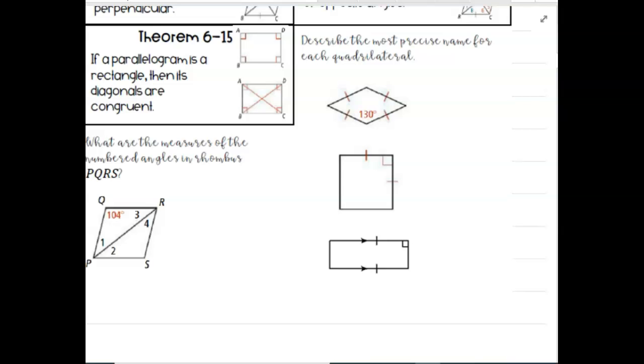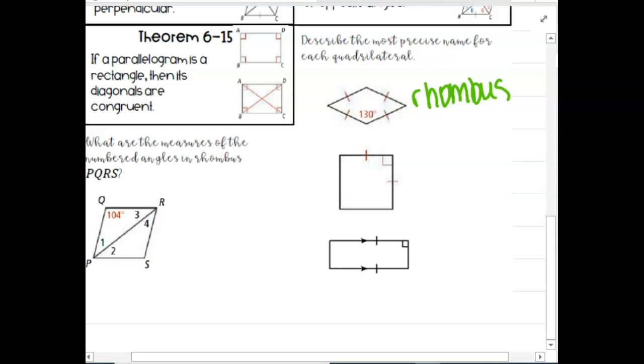So this first one here, if you look at the picture, it has all four sides marked as congruent. So we have two different quadrilaterals that have four congruent sides. We have a square and we have a rhombus. Okay? So if we can be the most precise, we want to call it a square. Can you call this a square? No. Why not? Not 90 degree angles, right? So this would be a rhombus.